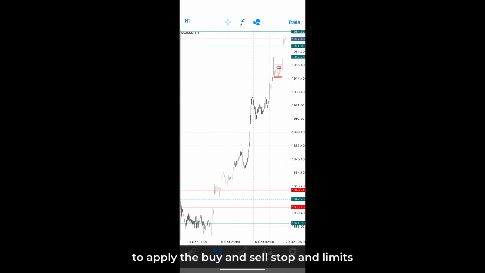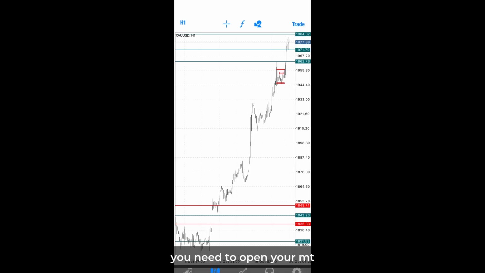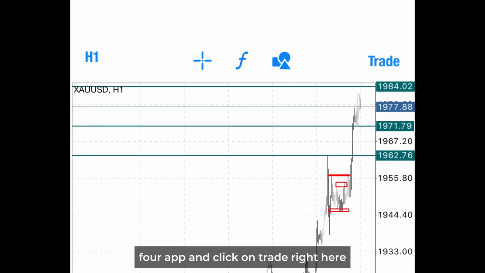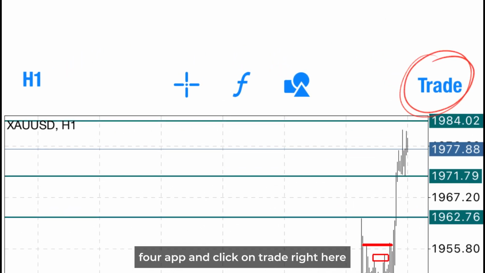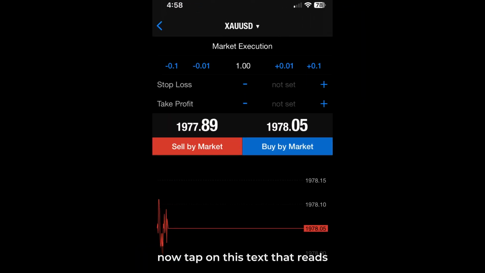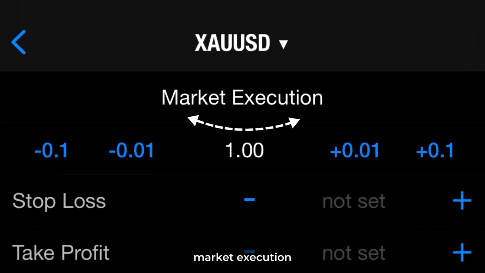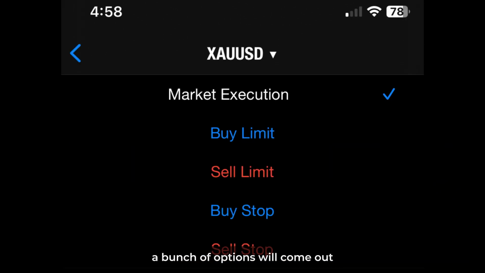To apply the buy and sell stop and limits, you need to open your MT4 app and click on Trade right here. Now tap on this text that reads Market Execution. A bunch of options will come out, which include Buy Limits, Sell Limit, Buy Stop, and Sell Stop. You will choose your desired option and then set your prices.